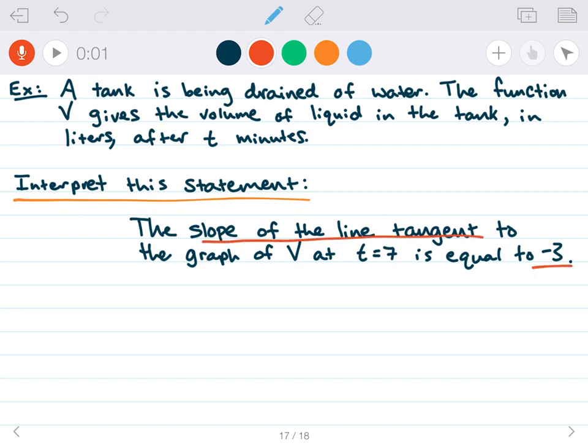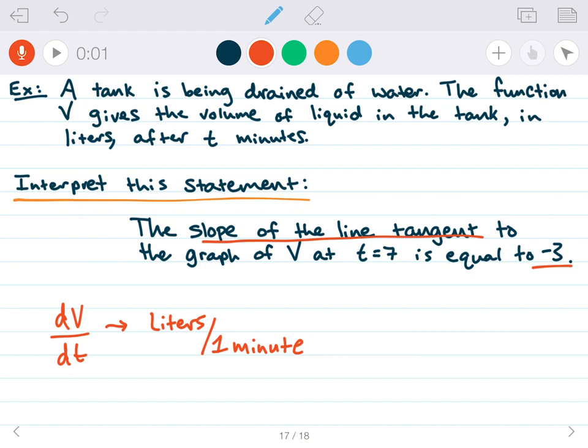Now, what is our independent and dependent variable? Well, unless stated otherwise, t is always going to be our independent variable. The volume depends on the time that passes. And so what we have here is dV over dt, and this is going to be in liters, they tell us, per minute. So this is the rate at which the tank is draining, liters per minute.